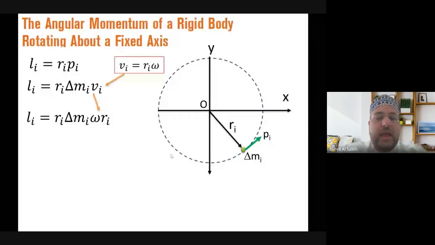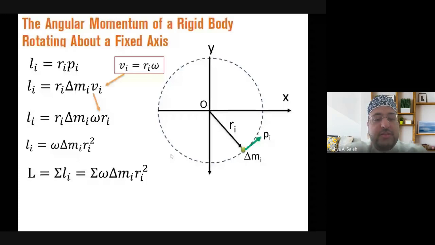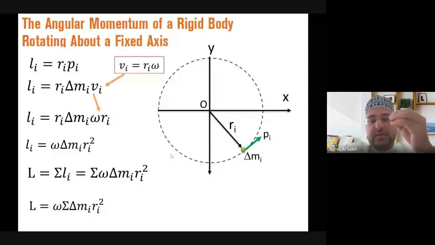Omega m_i r_i squared. What is m_i r_i squared? You remember? Inertia. Yep. So the total angular momentum will be the sum of all these tiny angular momenta, which is going to be omega times the sum of all the m_i r_i squareds, which is simply I omega.